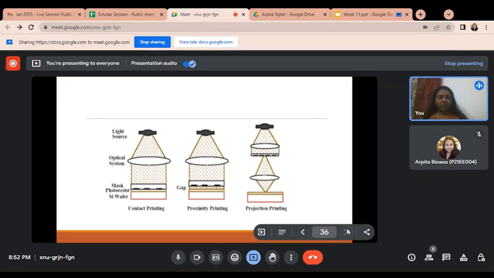And the third one is the projection printing lithography process. What happens in that case? There is a lens present between the optical mask and the photoresist. So we can go for small size structures. This lens is used to overcome the limitation of the dimension. You can go for 10 times smaller devices or structures.